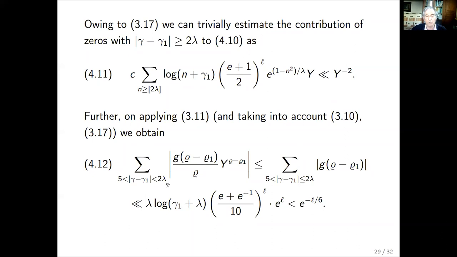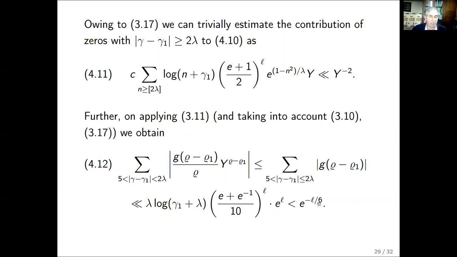5 and 2 times log y, the distance from the chosen zero is between 5 and 2 times lambda, then the g function is actually zero. In this case, it is the function e to the s plus e to minus s divided by 2s to the power l. Then this function kills now everything. And so in this way, we can again neglect this set of zeros here.